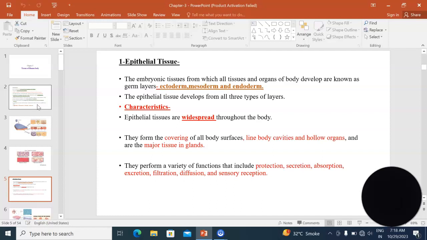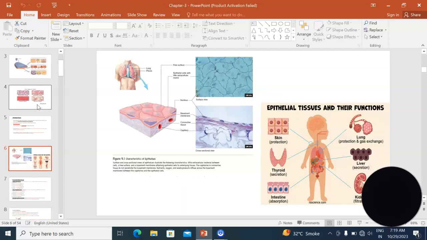Also it lines the tubular structures, or tube-like structures such as blood vessels and veins. All these are lined by the epithelial tissue. It also lines the glandular tissue, or is present in major glands such as exocrine and endocrine glands. Next, moving towards the function of epithelial tissue, it helps in giving protection, secretion, absorption, filtration, excretion, diffusion and sensory reception. All these are the functions performed by the epithelial tissue.